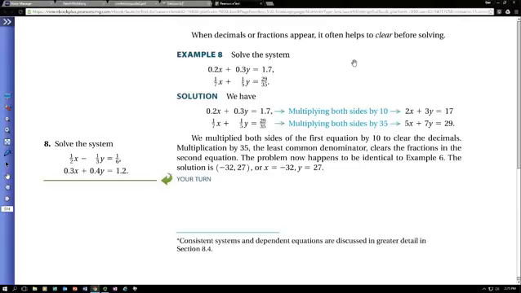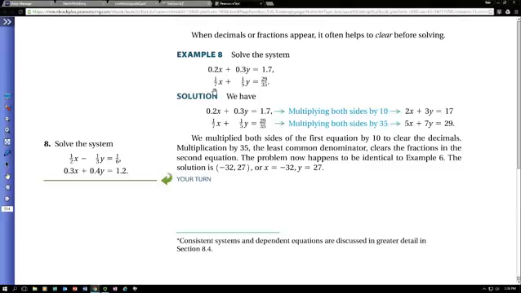Now just this last part, it says when decimals or fractions appear, it often helps to clear before solving. This is a strategy again, and when it has to do with the elimination method, it is really hard to find LCMs between fractions. How can I make 2/10, which is a decimal right here, into something that is the opposite of 1/7? Those are really hard to work with multiples. We're used to working with whole numbers.